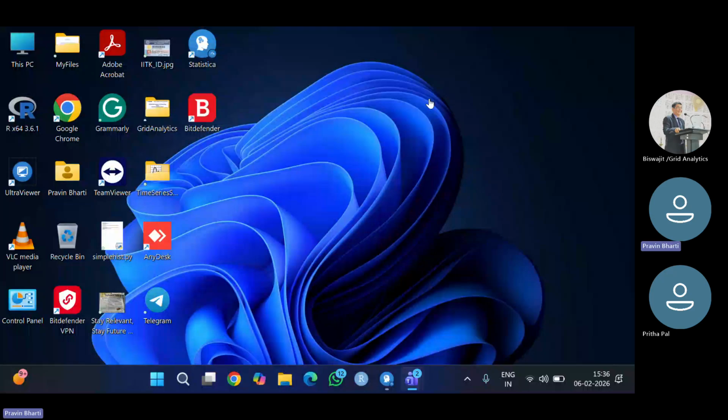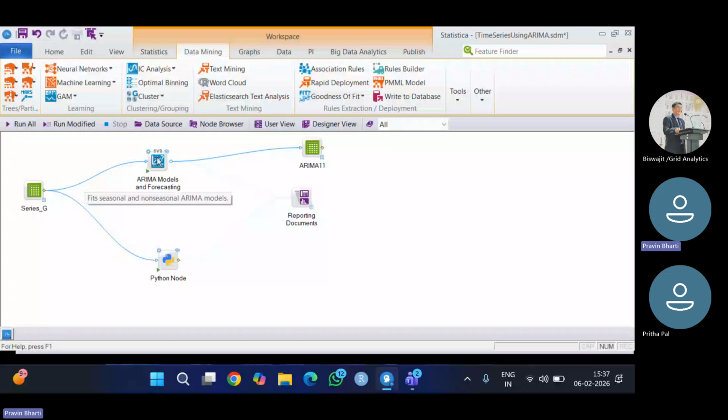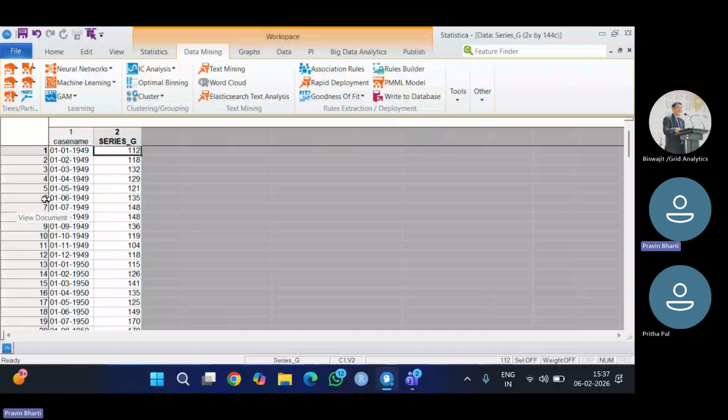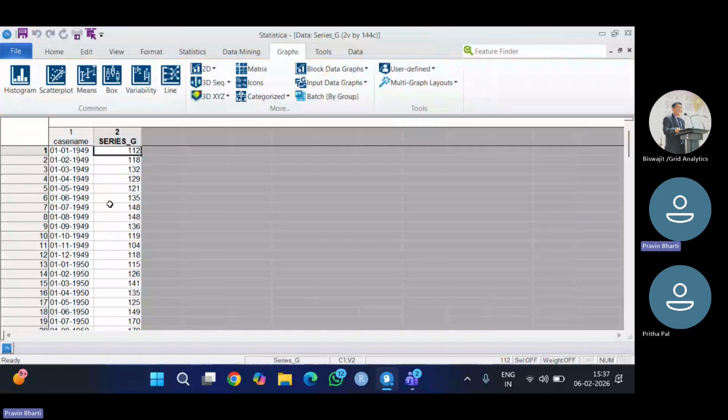So I will do the same forecasting technique using different techniques like ARIMA models and the forecasting node browser of this time series analysis. Then I will show in the Python node. So first we need to connect our data set. I have already connected my data set, already imported the data set in the interest of time. So this is my data set.